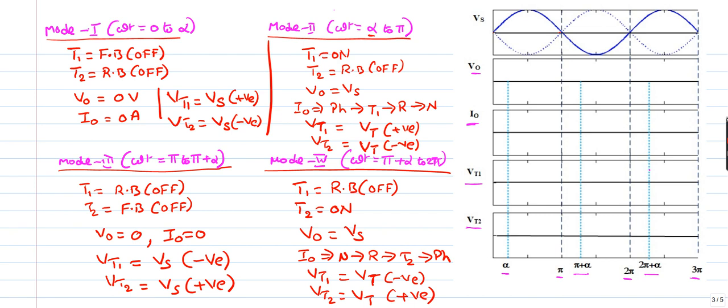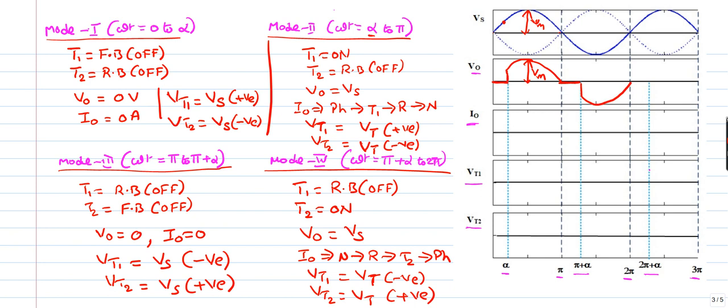So during mode 1 the output voltage is 0, so we can draw the 0 voltage here. And in mode 2, that is alpha to pi, the output voltage is equal to Vs. So this is the starting point of our source voltage, so we can draw the output voltage like this. If we consider this as Vm, the peak amplitude, this is my peak amplitude. Now in mode 3 the output voltage will be 0, and in mode 4 the output voltage is equal to Vs.